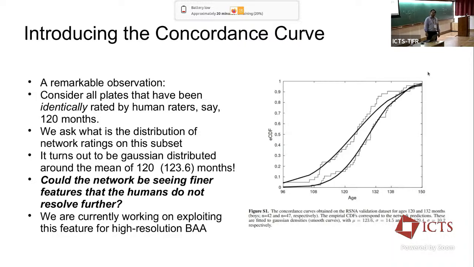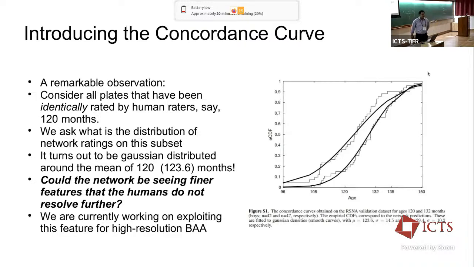So what are the two curves for? Both are cumulative distribution functions. These are empirical cumulative distribution curves that have been fit by a Gaussian distribution. This line corresponds to the 120 plates. This one, for comparison, is all plates at 132 by human rating. Everything on this curve has been rated to be 132 months by human raters, and you get a nice distribution around it.